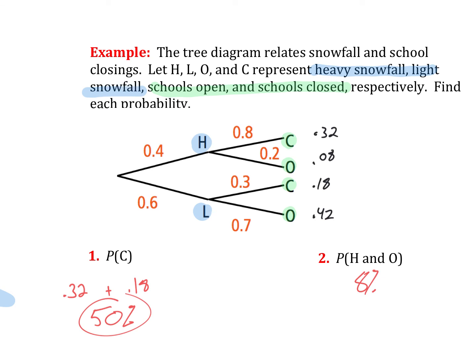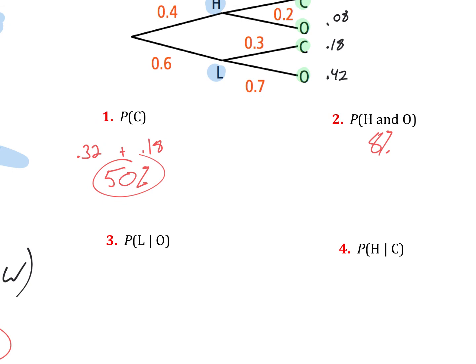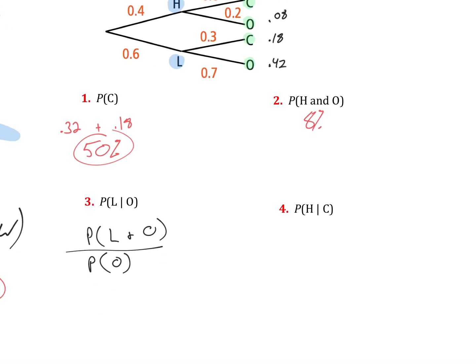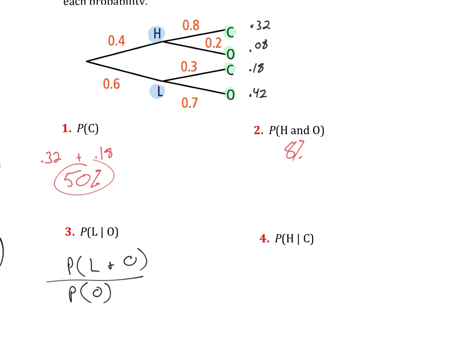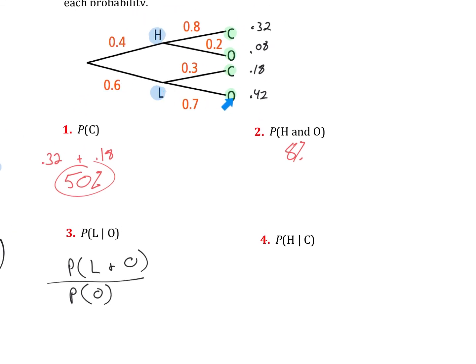Next up, what is the probability of having light snowfall given that the school is open? So I need to figure out, first off, what is the probability of light snowfall and school is open divided by just the probability that school is open? Well, the probability of having light snowfall and school being open, that's 42%. So 0.42 over the probability that school is open.